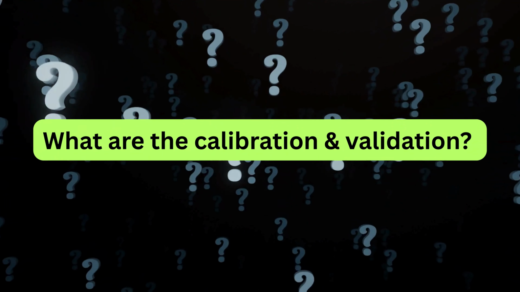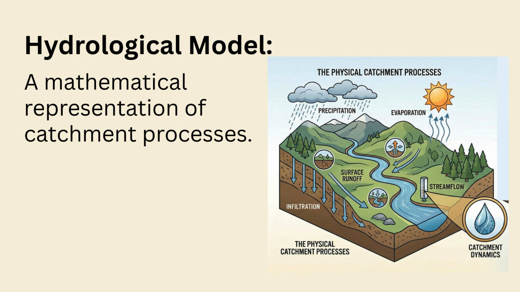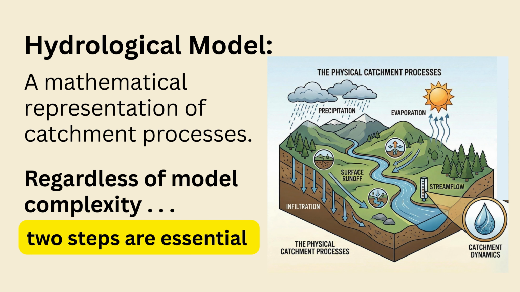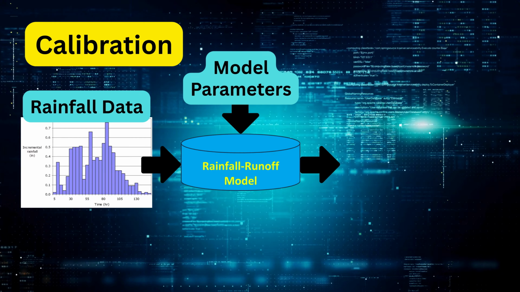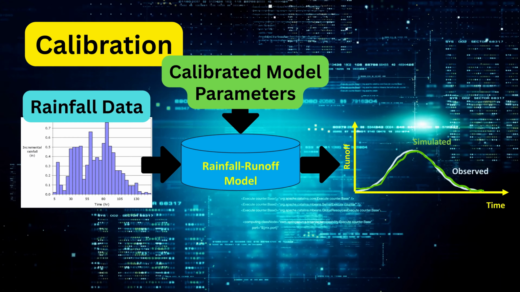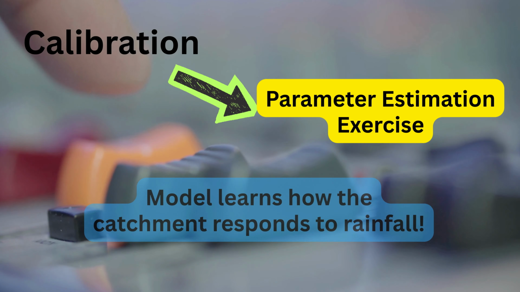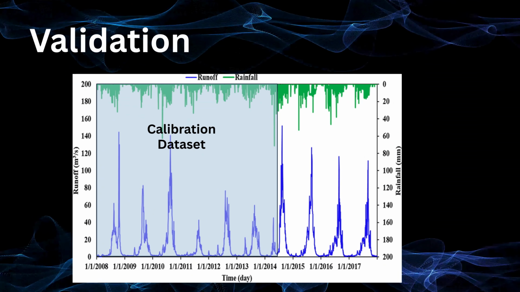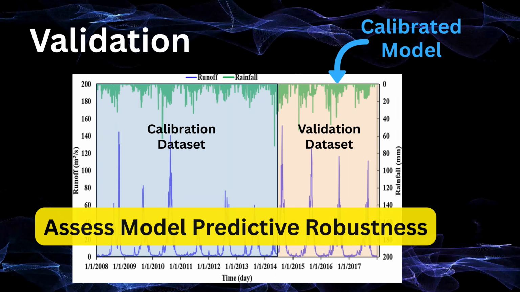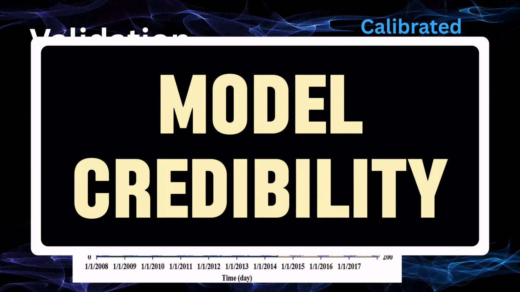Stay with me. A hydrological model is essentially a mathematical representation of catchment processes. But regardless of model complexity, lumped or distributed, two steps are essential before using it for prediction. Calibration is the process of adjusting model parameters to minimize discrepancies between simulated and observed data. It is fundamentally a parameter estimation exercise where the model learns how the catchment responds to rainfall. Validation, in contrast, tests the calibrated model against independent data to assess its predictive robustness and guard against overfitting. Together, calibration and validation establish model credibility.